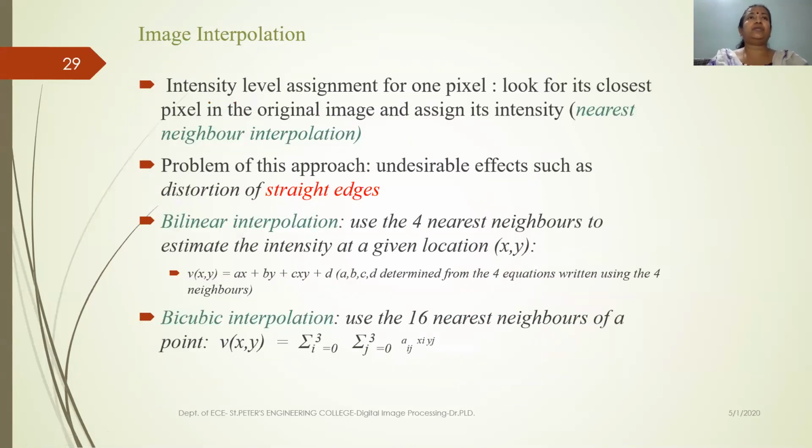There are three different types of interpolation: nearest neighbor interpolation, bilinear interpolation and bicubic interpolation. Through these interpolation concepts, for the intensity level assignment of one pixel, we look for its closest pixel in the original image and assign its intensity. That is called nearest neighbor.